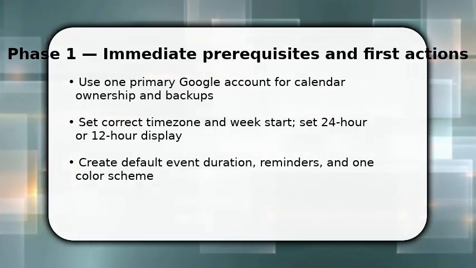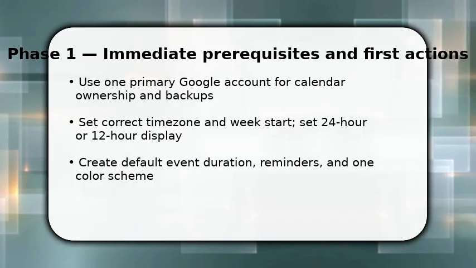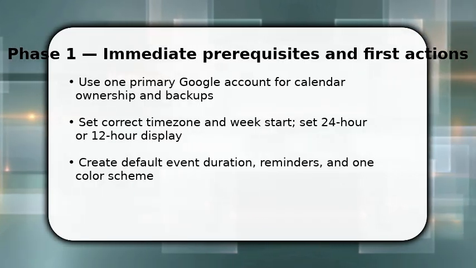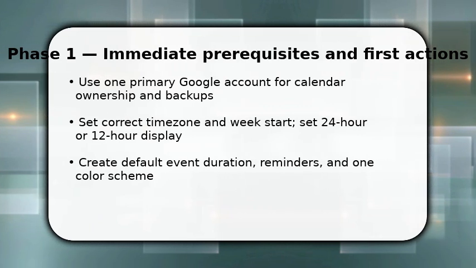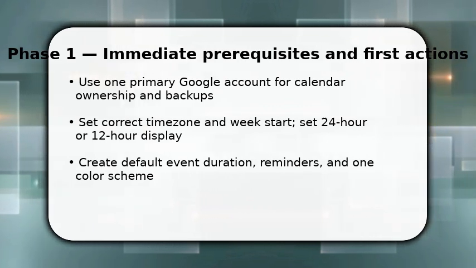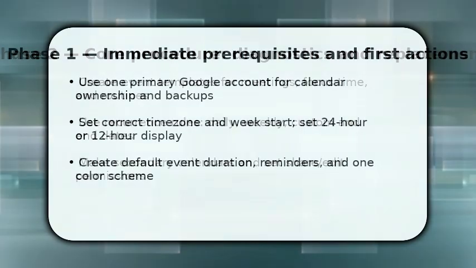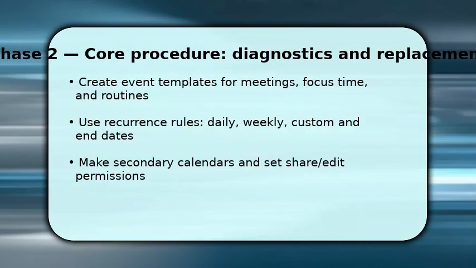Also assign a consistent color scheme for high priority versus low priority items. This speeds recognition. Now you're ready to add your first events with rules already applied. You now create event templates for meetings, deep work, and personal routines to save time. Save them with clear titles and default durations.